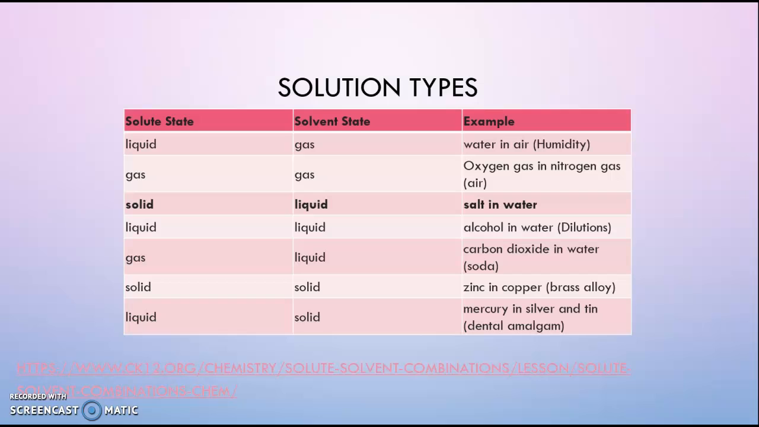So let's look at the example of salt and water in bold there. In a salt water solution, the solvent would be the liquid water and the solute would be the solid salt. The salt is completely dissolved in the water, creating a homogeneous solution. You can't see the separate ingredients.